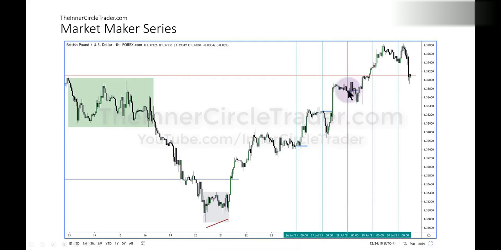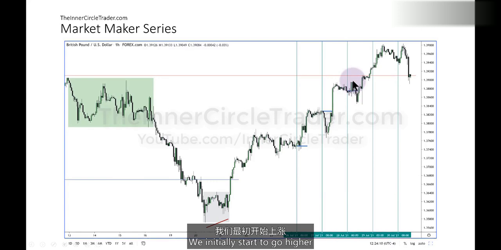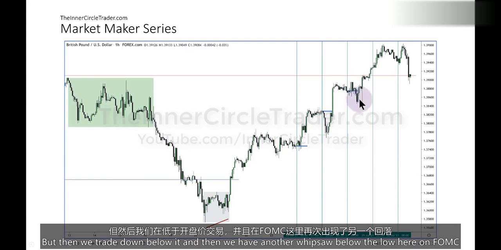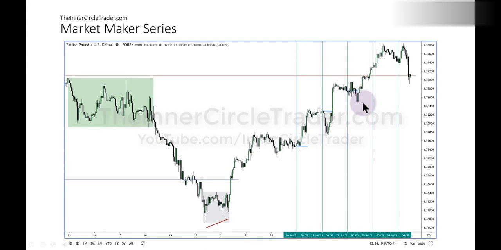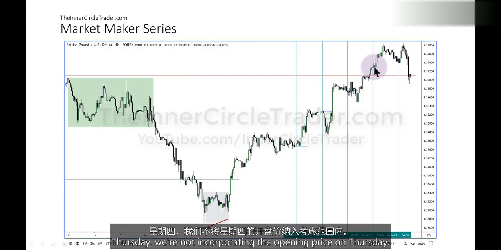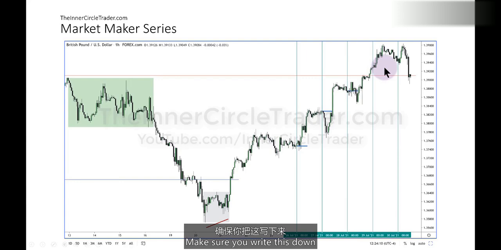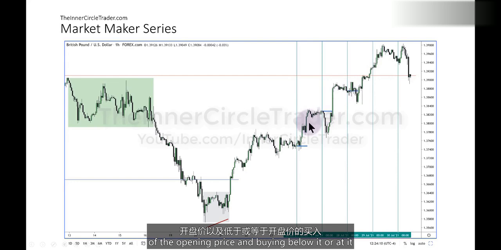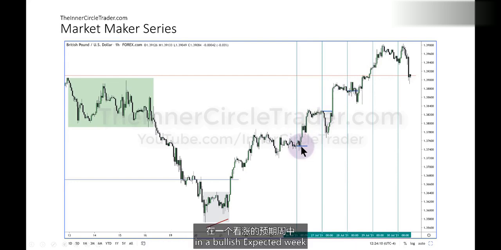Opening price here. We initially start to go higher, but then we trade down below it, and then we have another whipsaw below the low here on FOMC, and then trades higher. And then on Thursday, we're not incorporating the opening price on Thursday, and this is for your notes. Make sure you write this down. We're only looking for the influence of the opening price and buying below it or at it in a bullish expected week on Monday, Tuesday, and Wednesday.